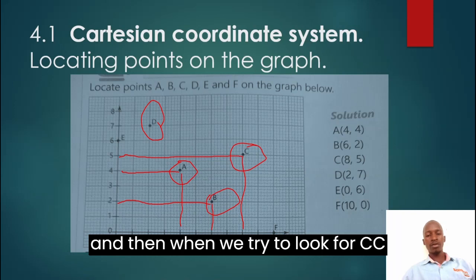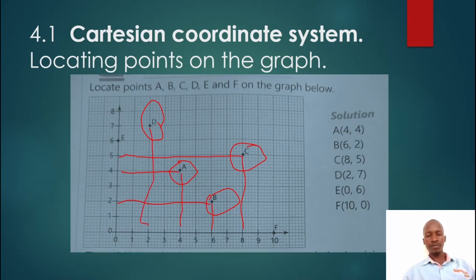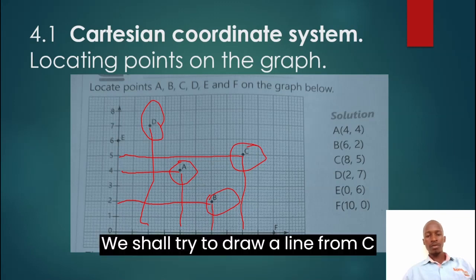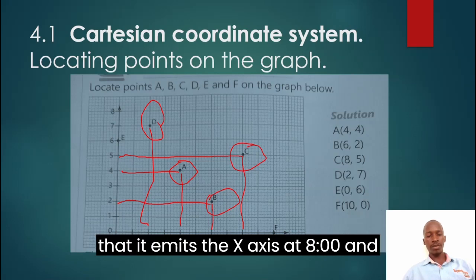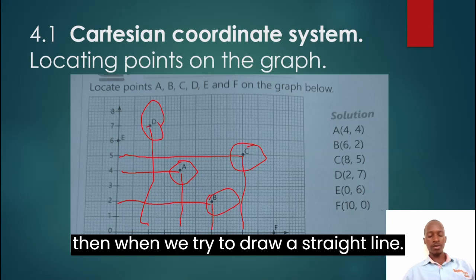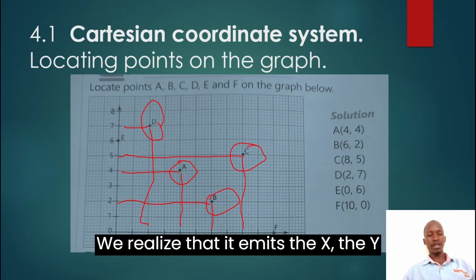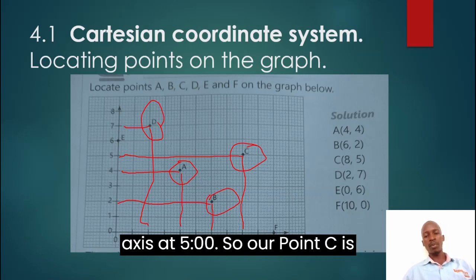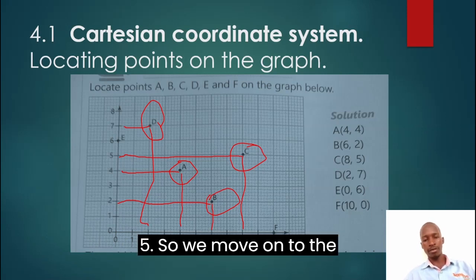And then when we try to look for C, C is somewhere here. We shall try to draw a line from C to meet the x-axis, and we are seeing that it meets the x-axis at 8. And then when we try to draw a straight line from C to meet the y-axis, we realize that it meets the y-axis at 5. So our point C is located at 8, 5.